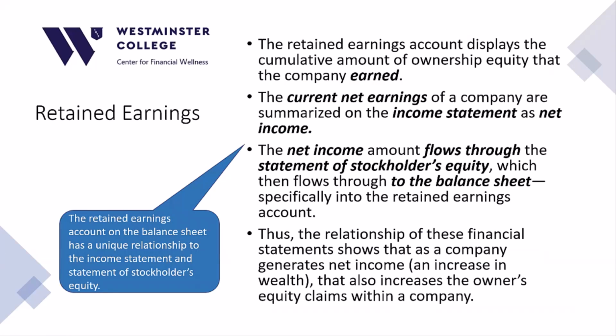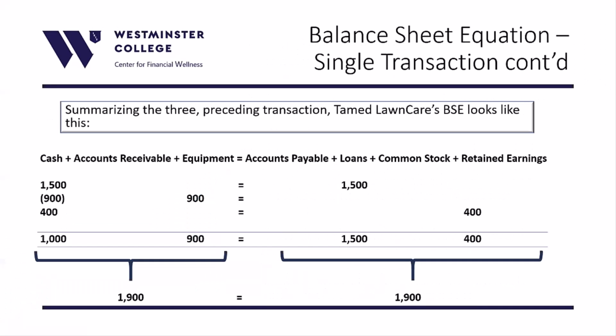Let's take a deeper look into the internal equity claims represented in the retained earnings accounts. Okay, from our previous slide, we had a $400 increase in retained earnings. Let's go back and look at that. Remember, TLC earned this $400 in cash. They earned it by mowing lawns. So that's their operations, and they have claims to that, internal claims.